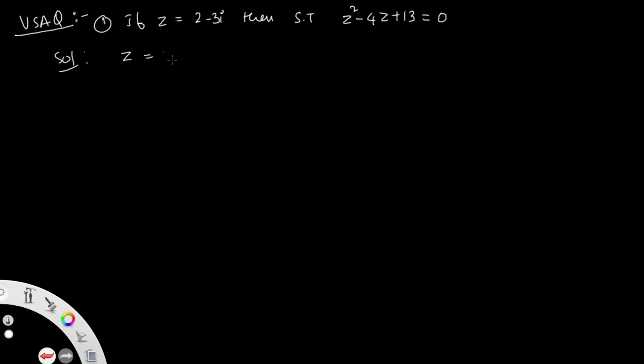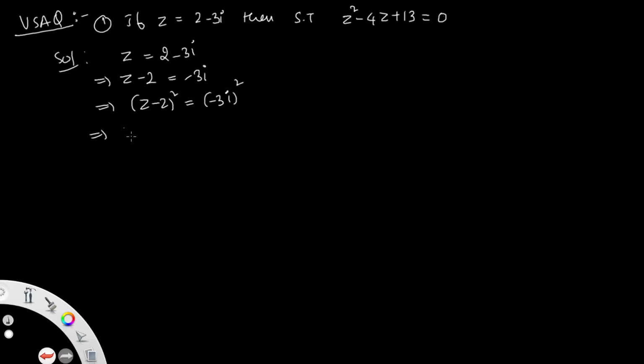So the first question is, if z equal to 2 minus 3i, then show that z square minus 4z plus 13 equal to 0. So the value is given, z is equal to 2 minus 3i. Solution: z equal to 2 minus 3i. Just doing the right hand side, z minus 2 equal to minus 3i. So squaring on both sides, z minus 2 whole square equal to minus 3i whole square.